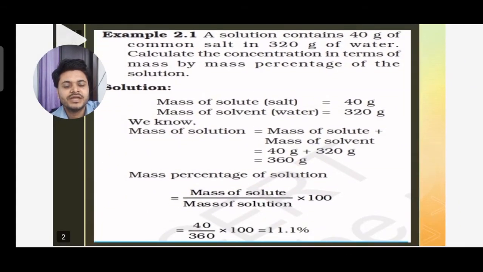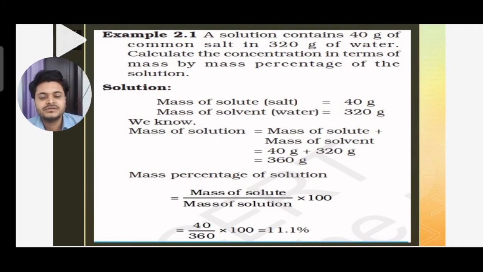So the first problem, example 2.1: a solution contains 40 gram of common salt in 320 gram of water. Calculate the concentration in terms of mass by mass percentage of solution. So how will we do the calculations? You see, there is a solution. In the question, the mass of solute, that is common salt, is given as 40 gram, and the mass of solvent, that is water, is given as 320 gram.